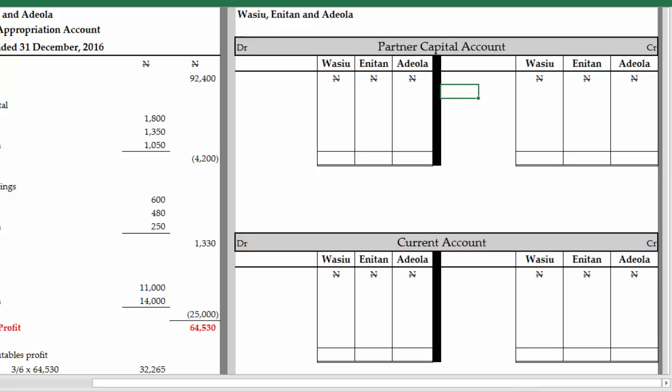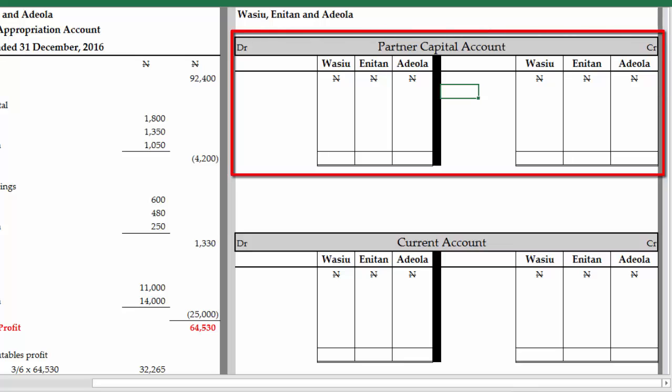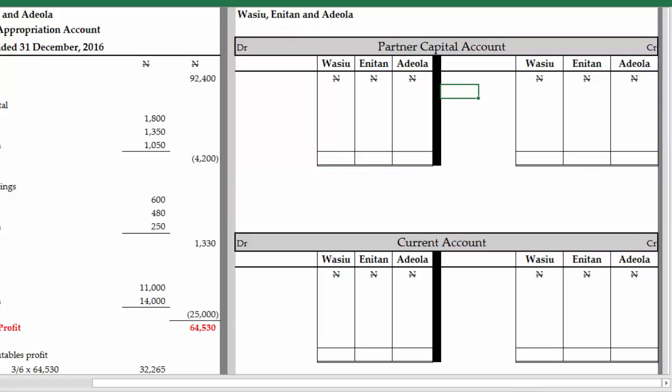Before we look at the statement of financial position, we need to consider the end of the year balance of the capital account and the current account of the partnership. This is the capital account. It is in a columnar form. On the debit we have Wasiu, Enitan, Adiola, and on the credit we have Wasiu, Enitan, Adiola. We can as well open a separate capital account for Wasiu, Enitan and Adiola separately, but this is more concise and simple. Okay, let's have the balance here.